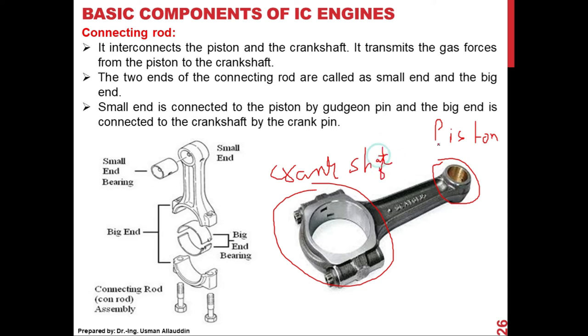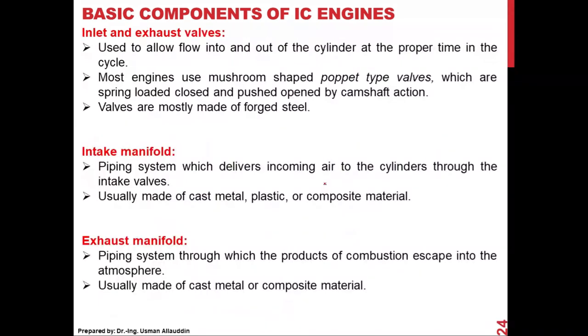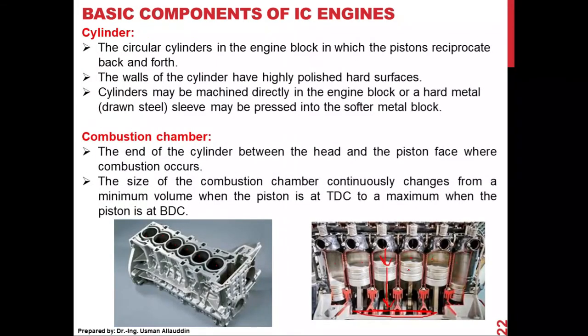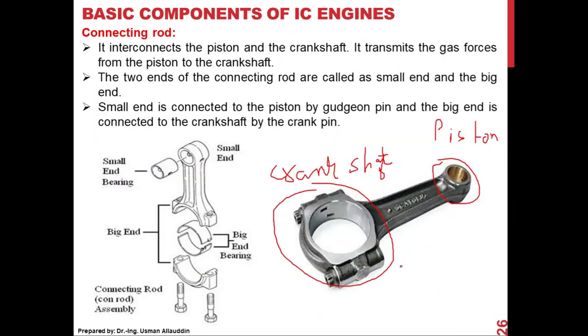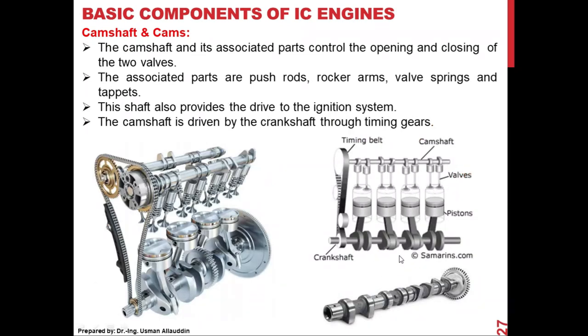We use the gudgeon pin to join the small end to the piston, and we use the crank pin to join the big end to the crankshaft. So you can see here, this is the piston, and the piston is connected with the connecting rod to the crankshaft, and you can also see this in this animation. The piston is connected to the crankshaft with the help of a connecting rod.